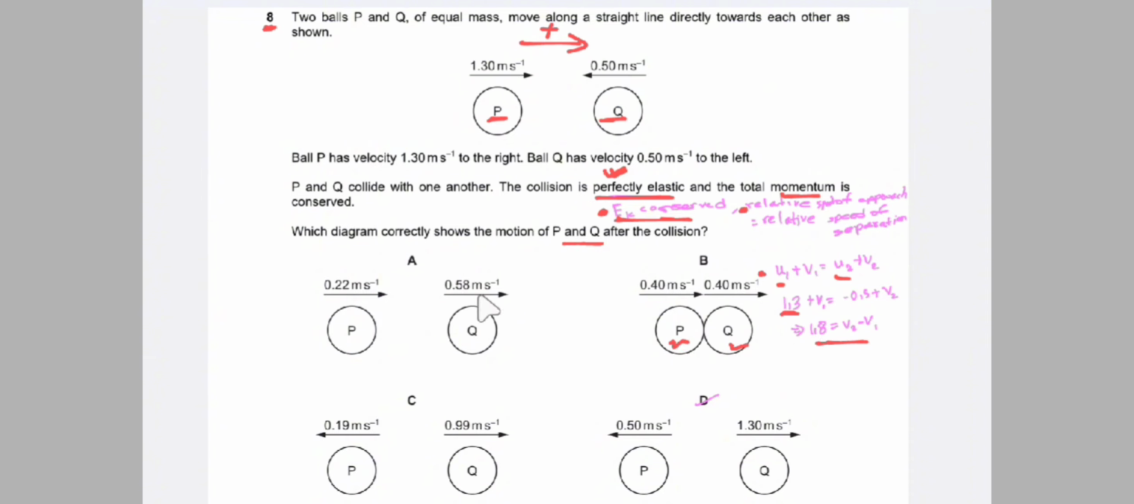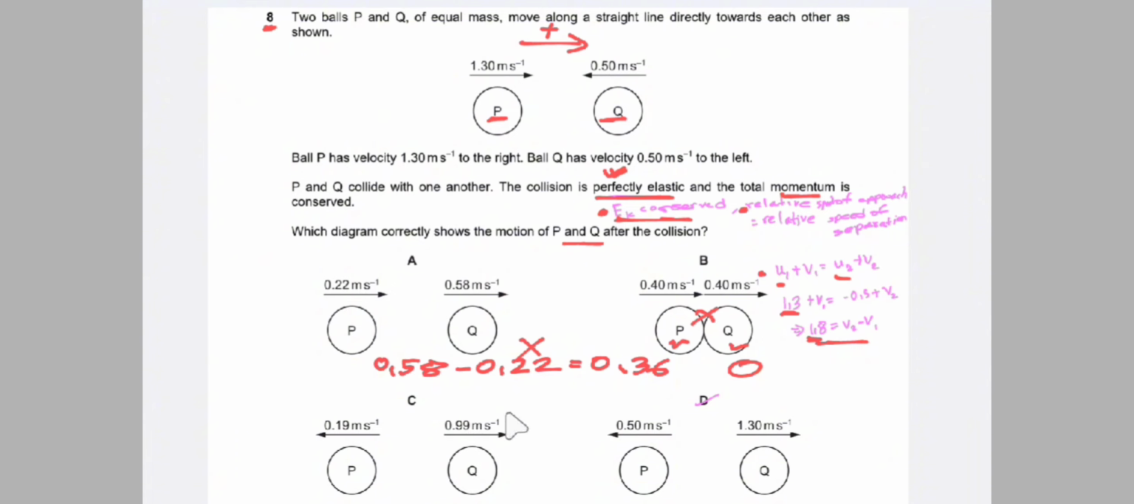For option A, both are moving to the right. So 0.58 minus 0.22, that is v2 minus v1, gives us a value of 0.36. So 0.36 is not the answer because the difference should be 1.8. Then for option B, 0.4 minus 0.4 gives us a value of 0. Therefore, this is also wrong.